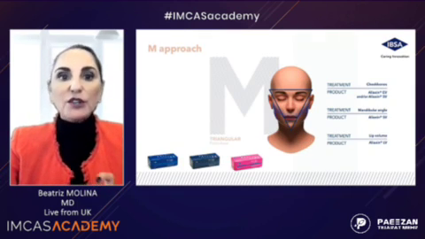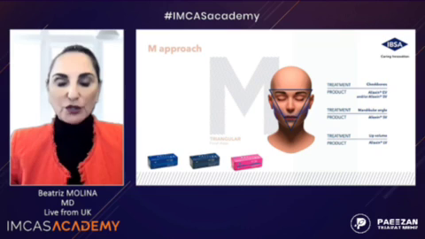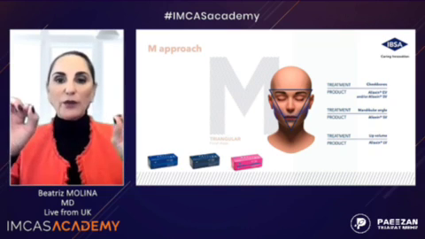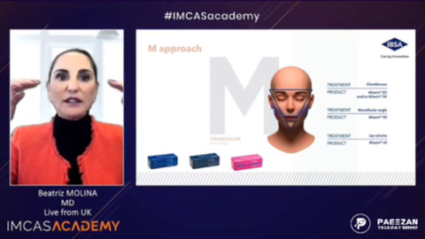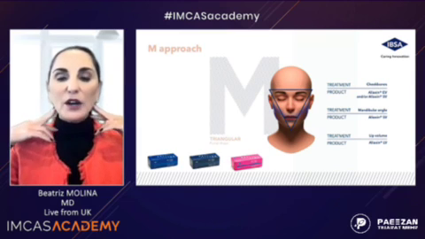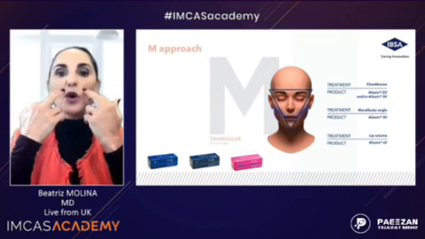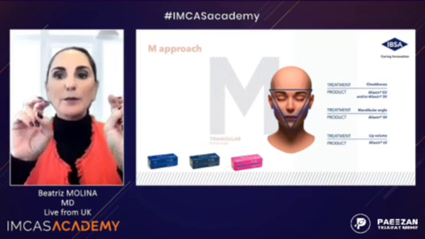So this is what we call a triangular face, and we use an M approach. This means if you look at the shadowing on the picture, we're treating the cheekbones, then down into a projection on the angle of the jaw, and then from the middle of the cheekbones and the apex we go all the way down, creating that M shape.